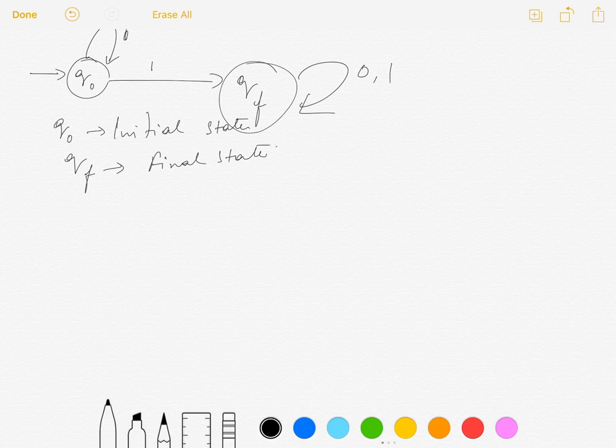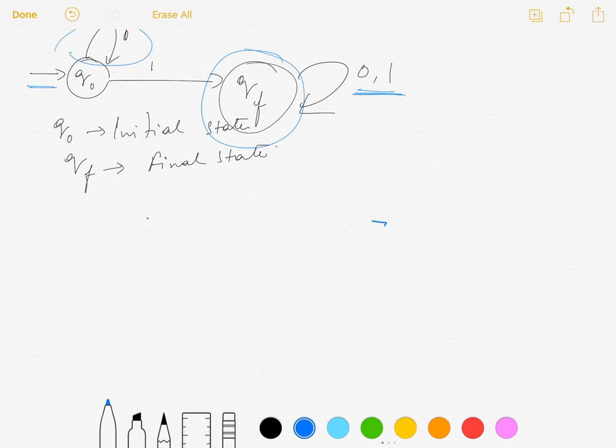Now suppose at Q0, if I give an input 0, it will remain in the same state. That is why it is shown through an inner loop. Inner loop 0 means that it can take one 0, it can take more than one 0, multiple 0s, or it may not take any 0. Now, after taking a 1, it reaches the final state, and the final state will be represented by a double circle. And the initial state always has an arrow at the left hand side. After getting a 1, it reaches the final state, and at the final state, whether you give 0 or 1, multiple 0s or multiple 1s, it will remain in the same state.